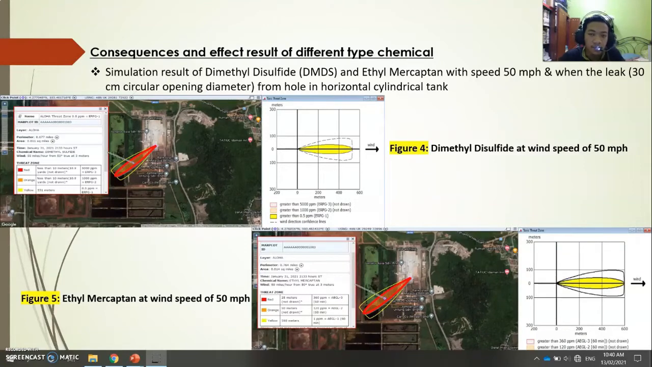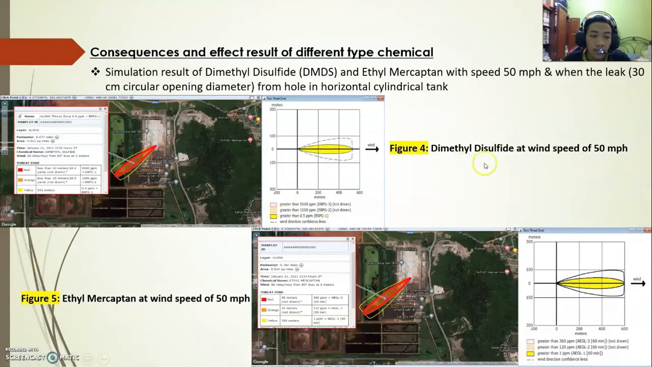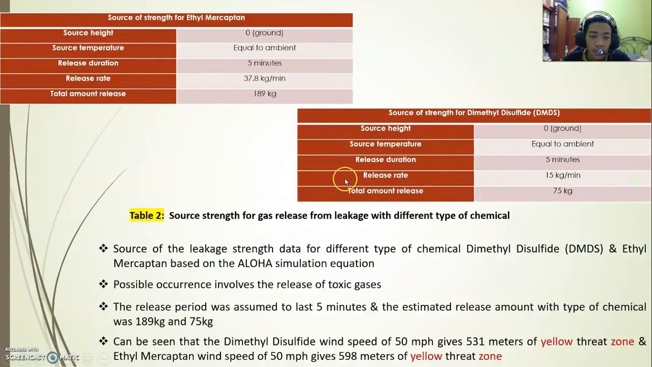The source of the leakage strength data for different types of chemical, dimethyl disulfide and ethyl mercaptan, is based on the ALOHA simulation equation as shown in table 2. The possible occurrence involved the release of toxic gases. The release period was assumed to last 5 minutes, and the estimated release amount with type of chemical was 189 kilograms, and for dimethyl disulfide 75 kilograms.